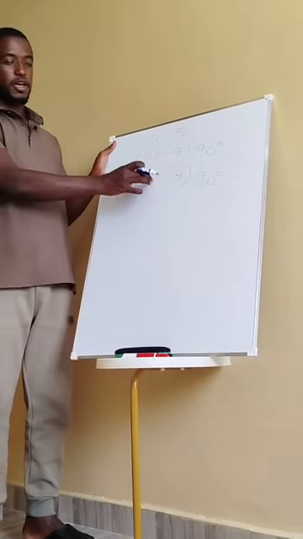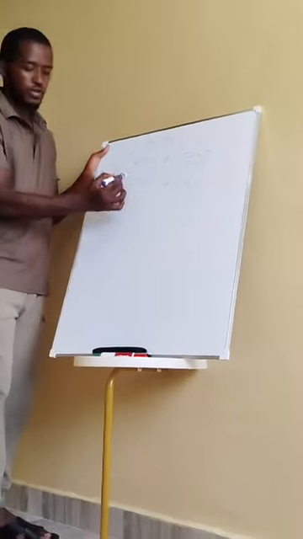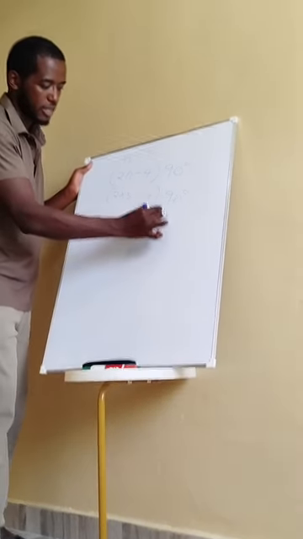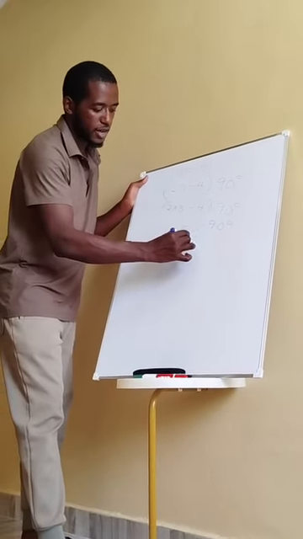The same, we start by multiplication, then we subtract. So 2 times 5 is 10, minus 4 is 6, times 90 degrees. 6 times 90 gives you what? 540.